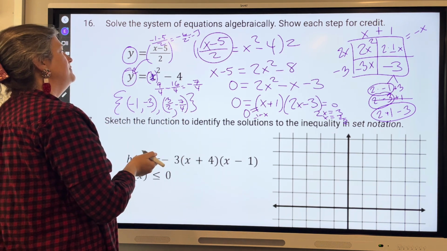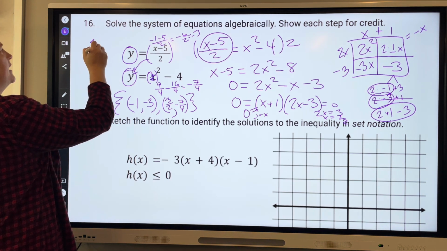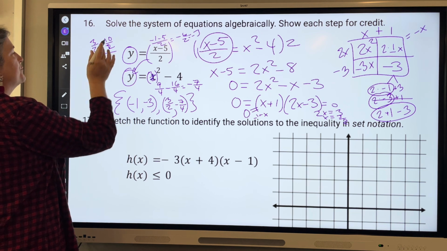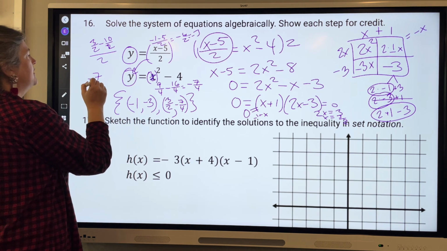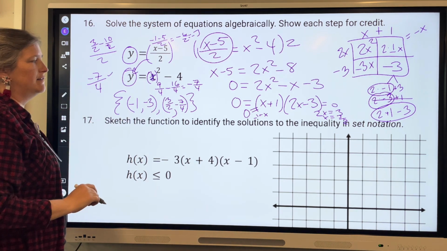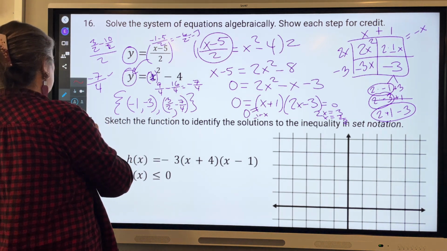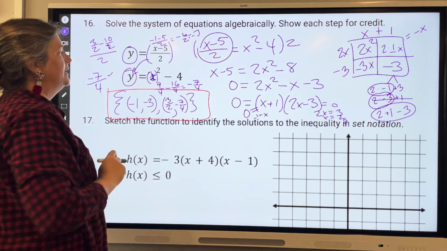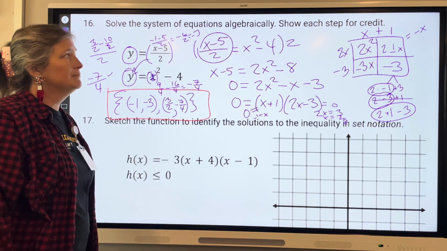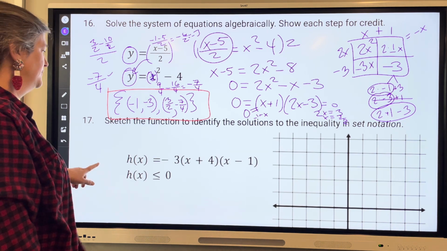I'm going to check that in my linear one. 3 halves minus 5, which is 10 halves, over 2. 3 minus 10 is negative 7 halves over 2 is negative 7 fourths. So it actually does work out. That is the y for that x. So here is my solution set. It is the 2 points where this parabola crosses that line. I showed my steps kind of messy, but it works out.